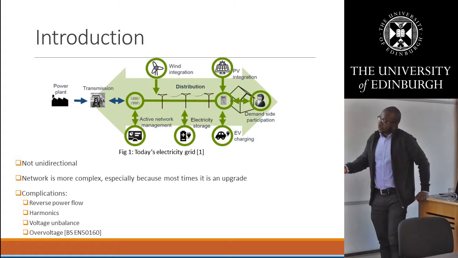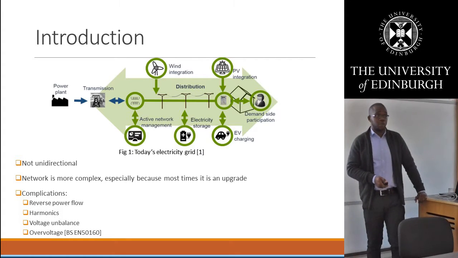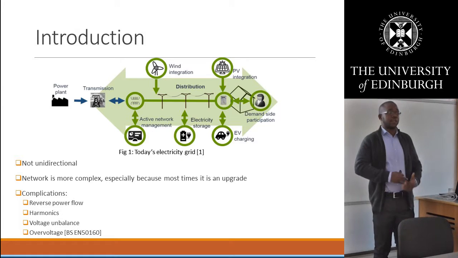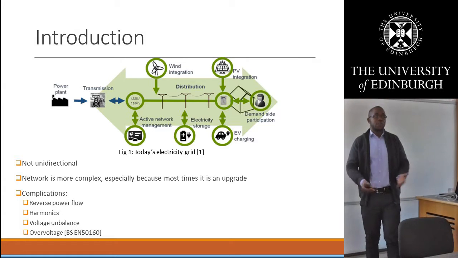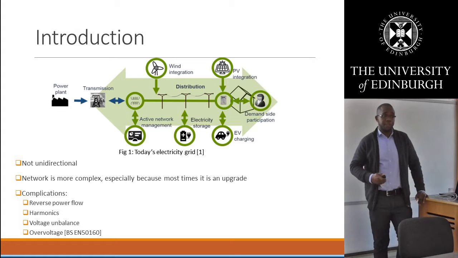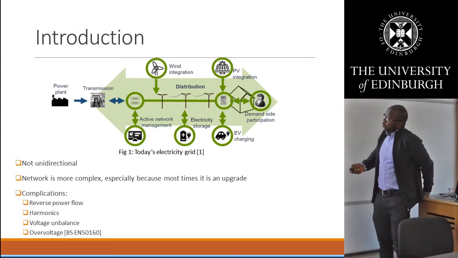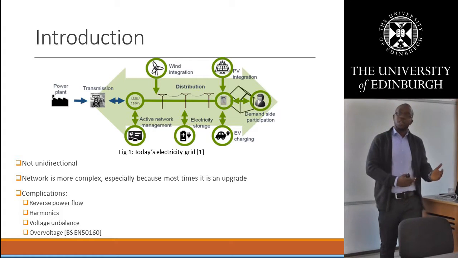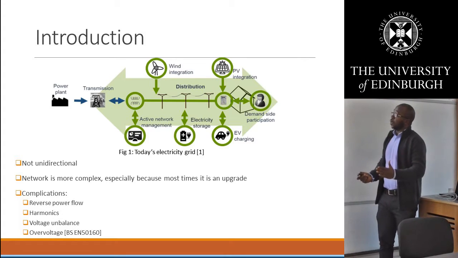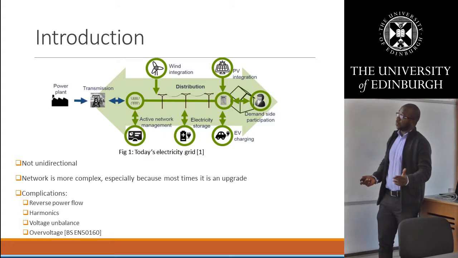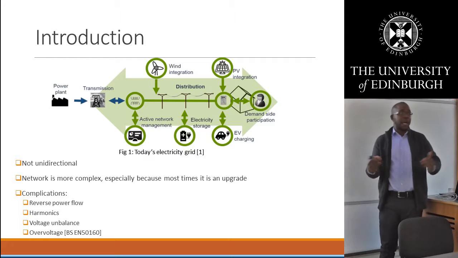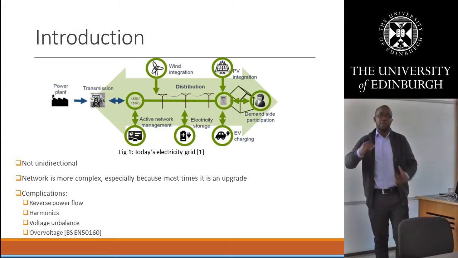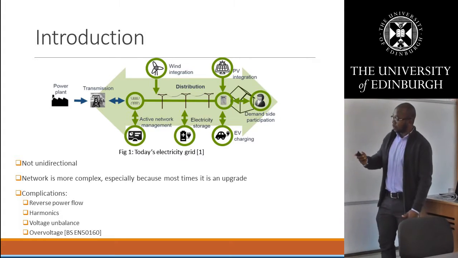But of these complications, the overvoltage is quite a significant one, because there are regulations. For instance, in Europe, we have a standard that defines the range within which voltages should be. And so it means that if we need to have more of these distributed generators connected to the network, we are limited by these factors, especially this one. And this actually limits how much we can go. Despite the improvements in technology and research, it limits how much we can go in incorporating these new energy sources.